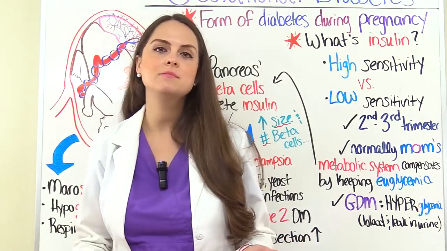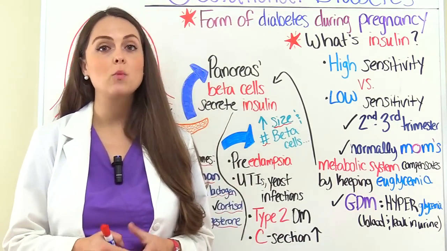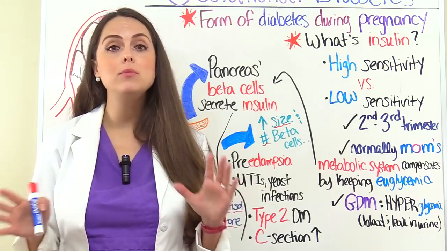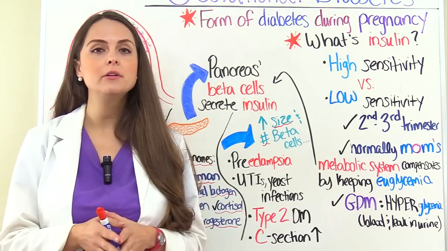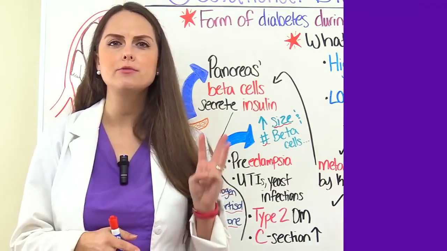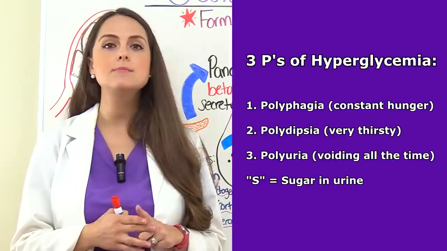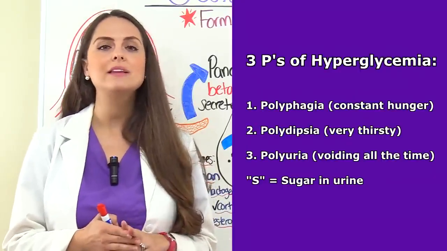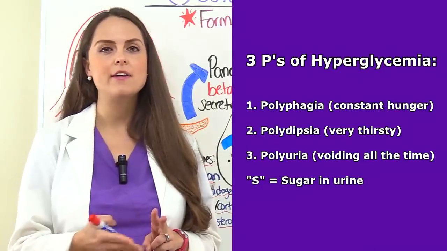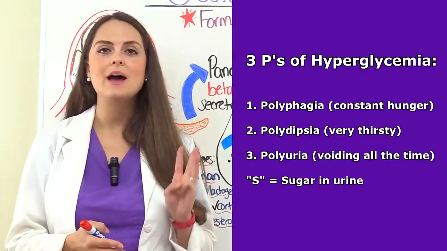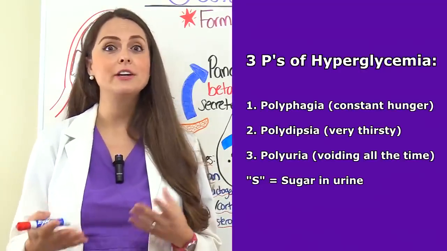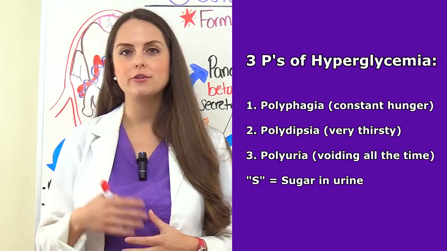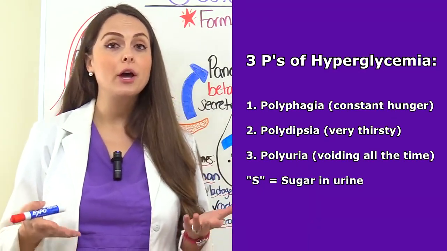So what are some signs and symptoms of gestational diabetes? Well, they are very similar to hyperglycemia because your patient's going to have a high blood glucose level. To help you remember the signs and symptoms, remember the 3 P's. The first P is polyphagia, where they are constantly hungry. Then polydipsia, where they are very thirsty all the time. Then you have polyuria, where they have to urinate all the time. And then the S is for sugar in the urine. Whenever their urine is tested, it will have glucose in it.